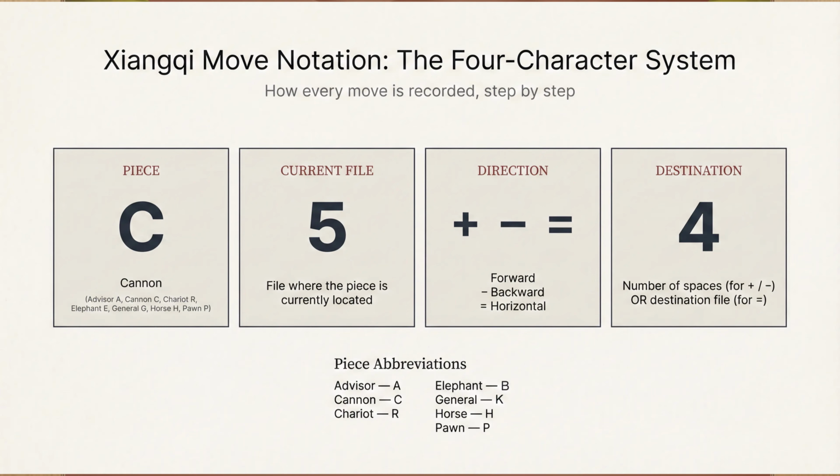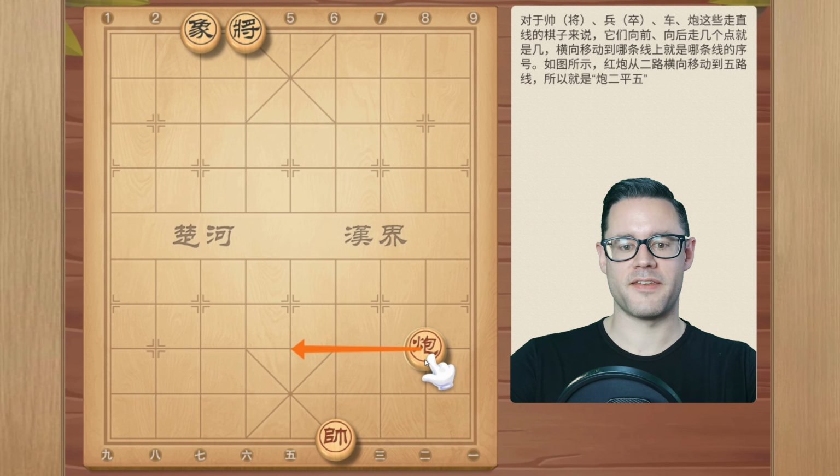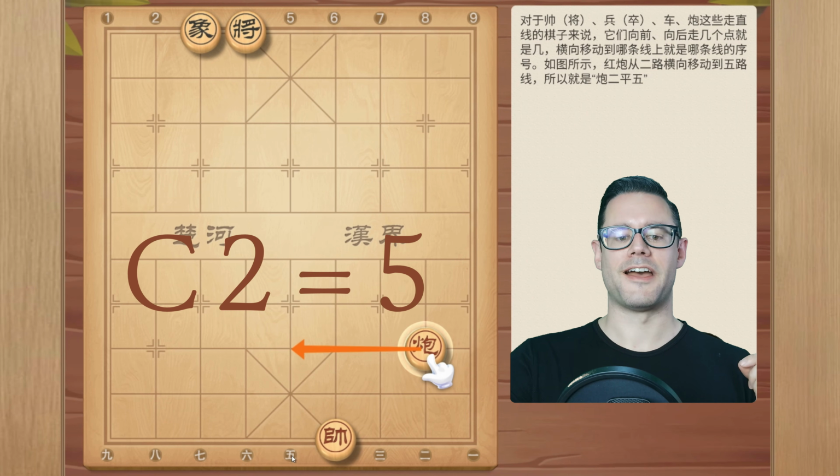And then you could say plus or minus, plus being forward, minus for backwards, or equals for sideways. So you say which direction it goes, forward, backwards, or sideways, followed by the final file number or position. For example, the most common opening in Xiangqi is the central cannon opening, C2 equals 5. We've got the cannon, or C, on file 2, moving sideways, equals, file 5.